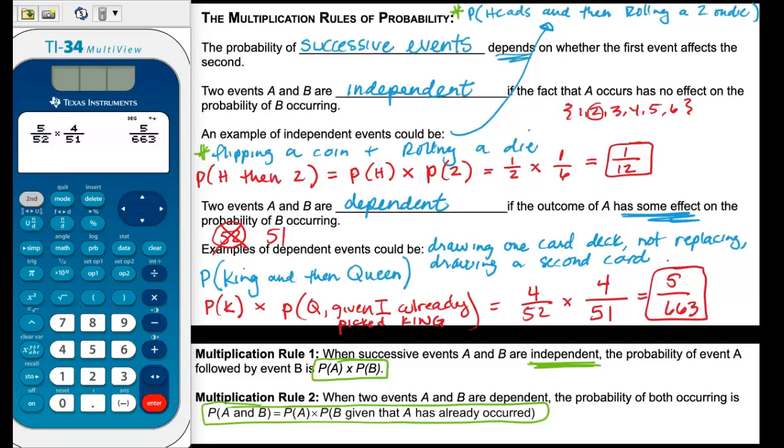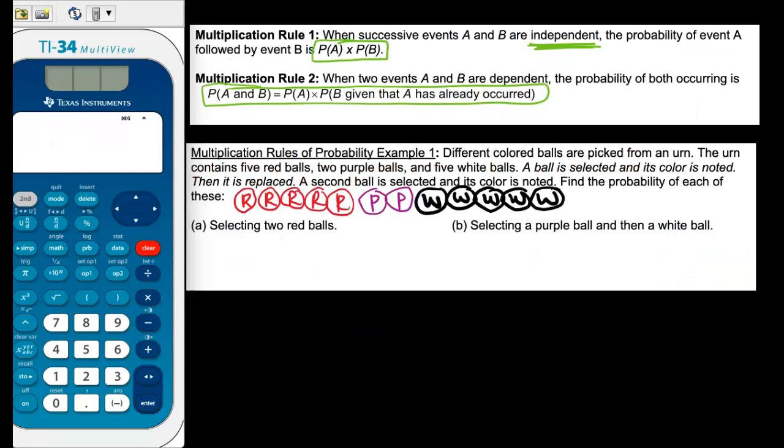All right, so let's go ahead and do another example. In example 1, we have different color balls that are picked from an urn, which is just a bucket. The urn contains 5 red balls, 2 purple balls, and 5 white balls. A ball is selected and its color is noted, then it is replaced. That's really important. When you're reading these questions and you see things like "then it is replaced," you really want to highlight that. Because they tell you it's replaced, that means that they are independent events, whatever they ask you about next.